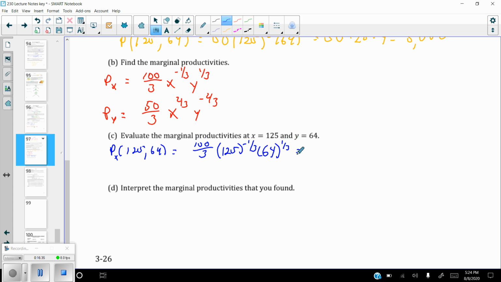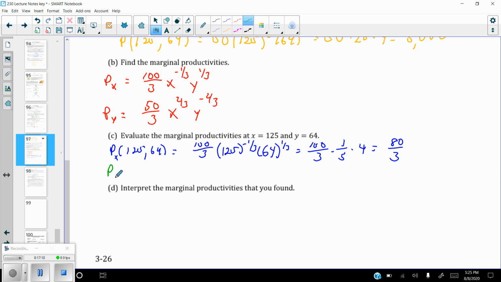This one might be a little more challenging. Let's see. 100 thirds. 125 to the -1/3. Well, the 1/3 power is the cube root, so that's 5. And the negative puts it as a fraction, so that's 1/5. And then again, the cube root of 64 is 4. So 100 divided by 5 is 20, times 4 is 80. So I think we're going to get 80 thirds for P sub x.